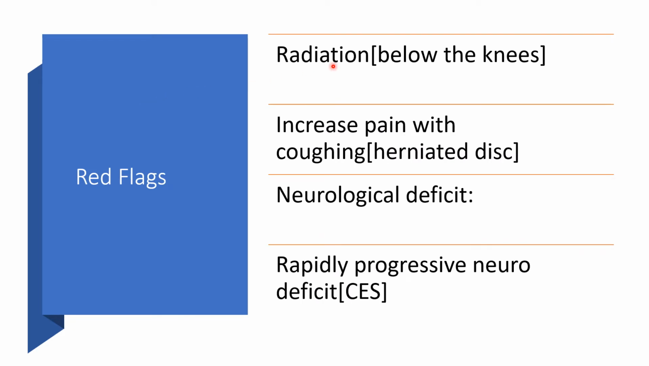Another red flag would be that the pain is radiating to below the knees, or the pain increases with coughing. That is pointing to herniated disc, or there are neurological deficits. If that is the case, we are likely dealing with Cauda Equina Syndrome because it will be rapidly progressive. So rapidly progressive neurological deficit is pointing to Cauda Equina Syndrome. And remember, that is an acute emergency.